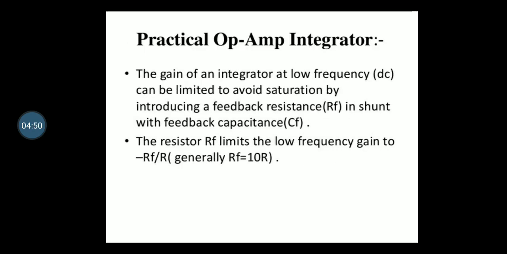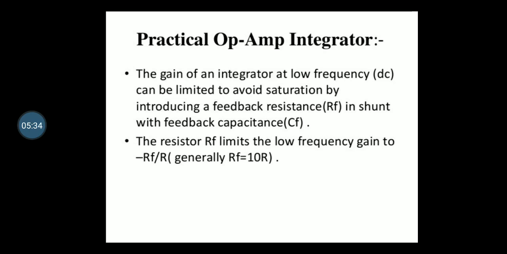A practical op amp integrator is also called a lossy integrator. The gain of the integrator at low frequency can be limited to avoid the saturation problem if the feedback capacitor is shunted by a resistance RF. The parallel combination of RF and CF behaves like a practical capacitor which dissipates power, unlike an ideal capacitor. For this reason, the circuit is also called a lossy integrator. The resistor RF limits the low frequency gain to minus RF by R1 and thus provides DC stabilization.